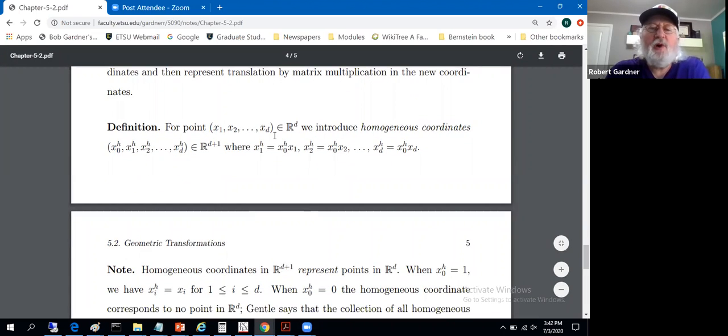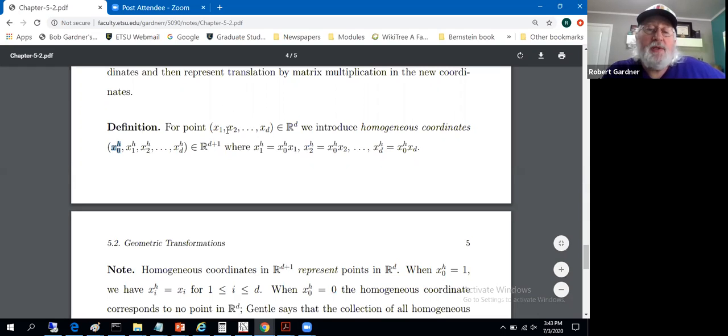For a point x1 through x sub d in R^d, we introduce the homogeneous coordinates by adding a dimension. We're going to call the homogeneous coordinates of that point x sub 0 super h, x sub 1 super h through x sub d super h, where x sub 0 drives everything. We're defining x sub 1 super h to be x sub 0 times the old x sub 1, x sub 2 super h to be x sub 0 super h times the old x sub 2, and so forth. So what we're doing is taking that thing there, multiplying all the components.